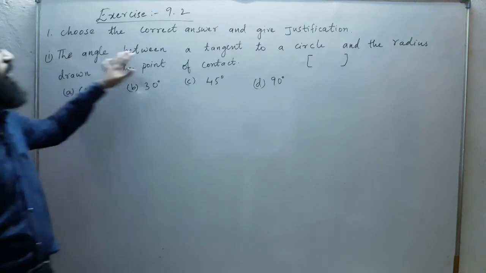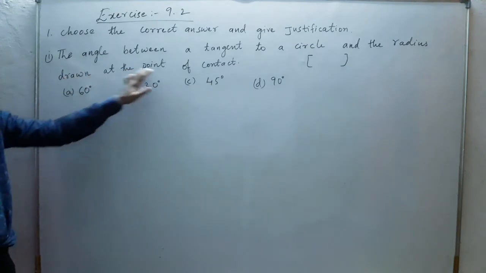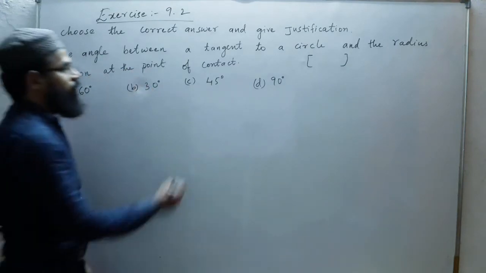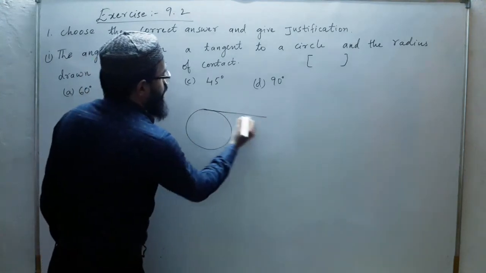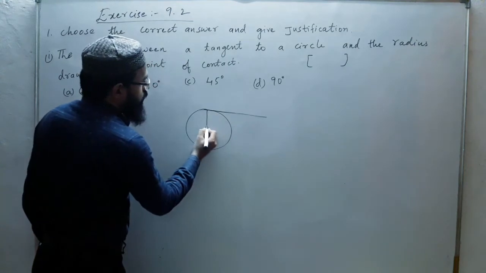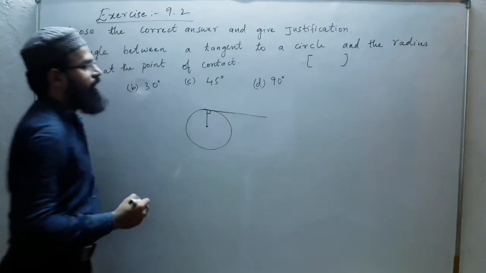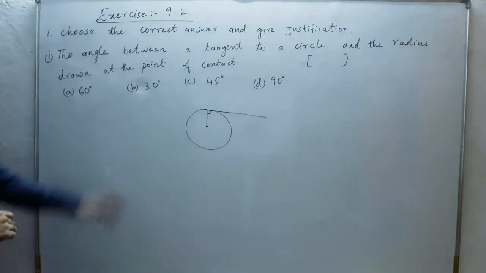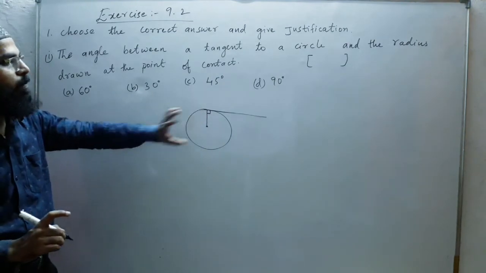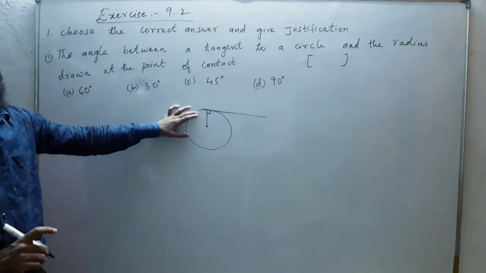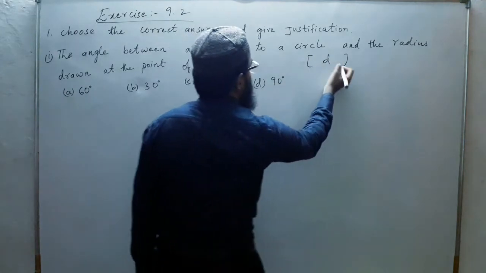The angle between a tangent to a circle and the radius drawn at the point of contact. Whenever we draw a tangent and radius, we can find that the angle between the tangent and radius is 90 degrees. If the angle is not 90 degrees, that means both are not perpendicular, then that will become a secant. So we can write the option D.